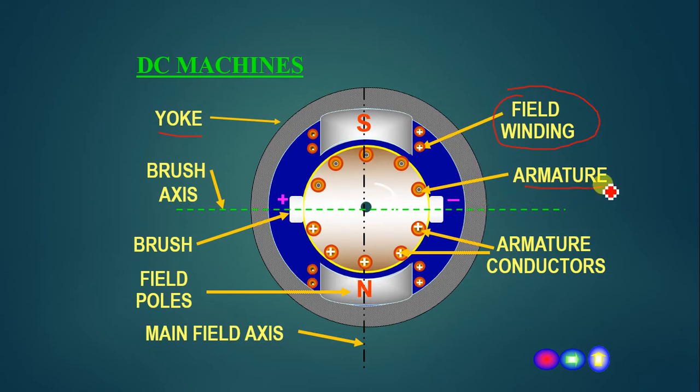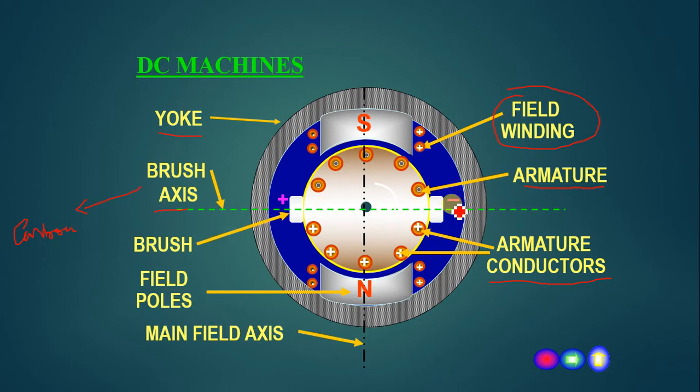The conductors that are kept in the armature are called the armature winding or armature conductors. And you have brushes to supply power to or obtain power from the armature, which is the rotating component. Those are called brushes. Generally these brushes are made out of carbon, and they mostly have both a positive pickup and a negative pickup.